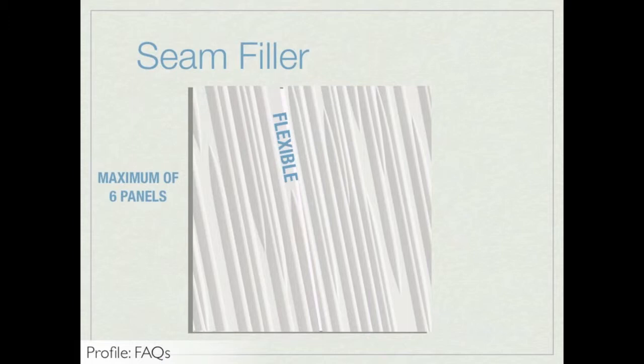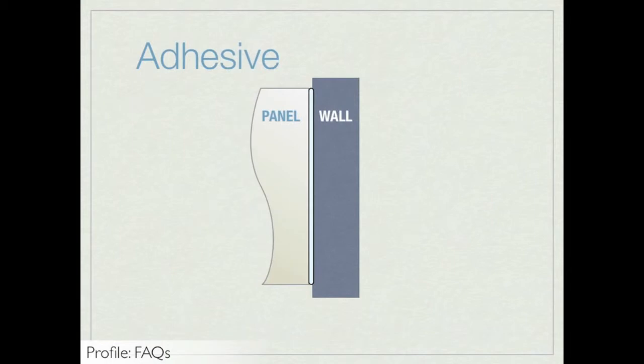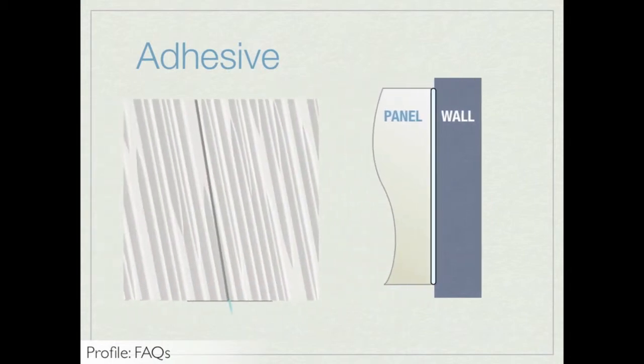If you're using an adhesive to glue the panels directly to the wall, it's required to leave a 1/16 inch gap between panels to allow for expansion and contraction of the wood panels. Alignment of the panels prior to curing is important as the panels cannot be realigned afterwards.